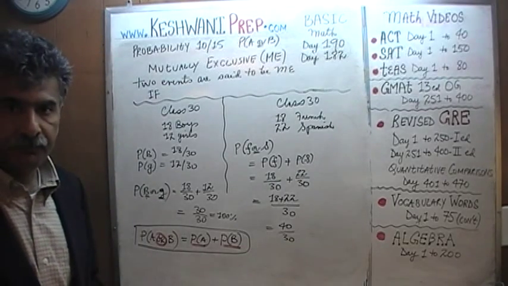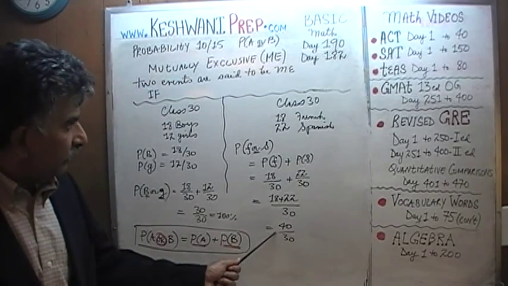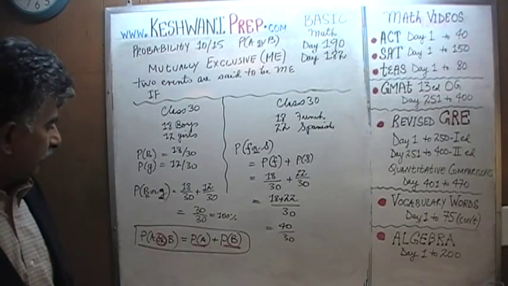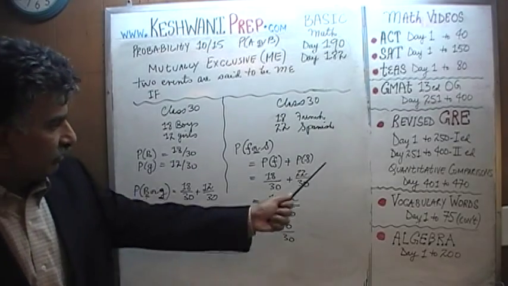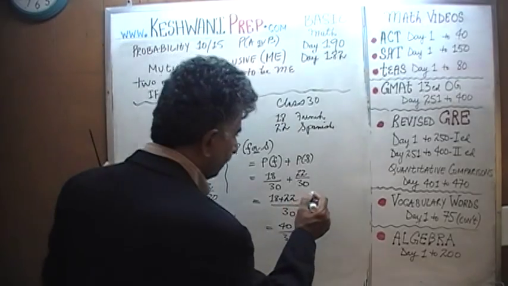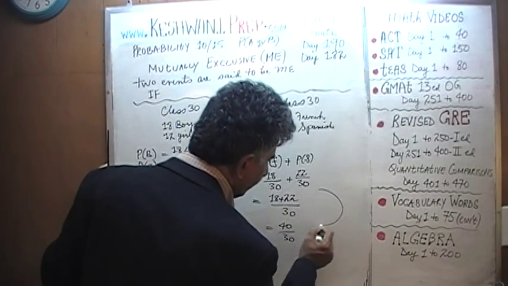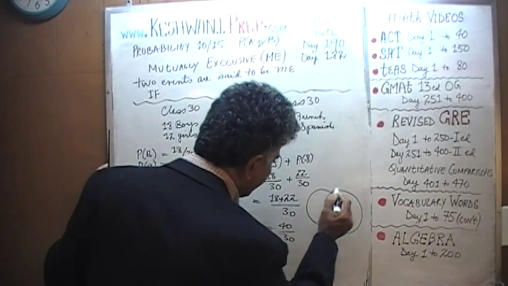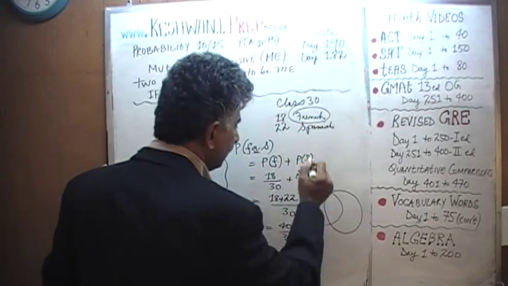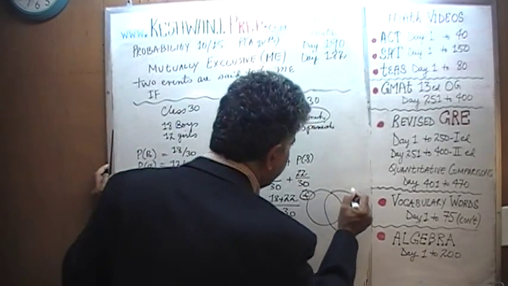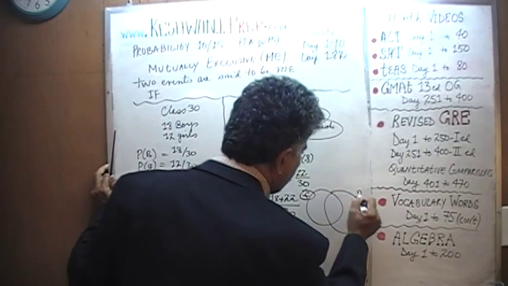What's going on here? I need the room. I left no room for myself to work in here. I don't want to erase anything. We're going to have to squeeze here. What's going on is, let's look at a Venn diagram. Here is our French, and here is our Spanish.